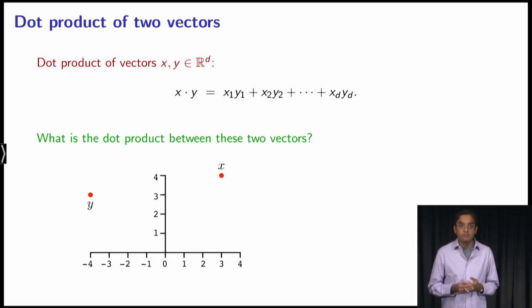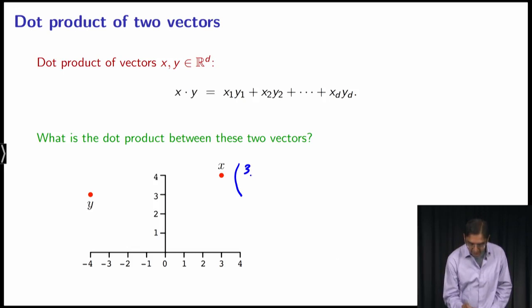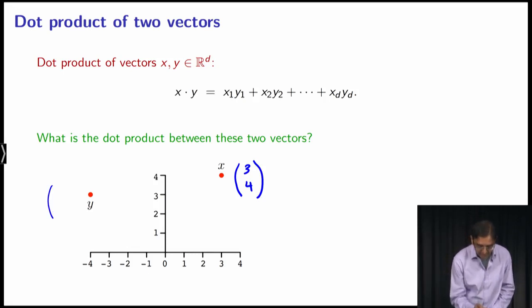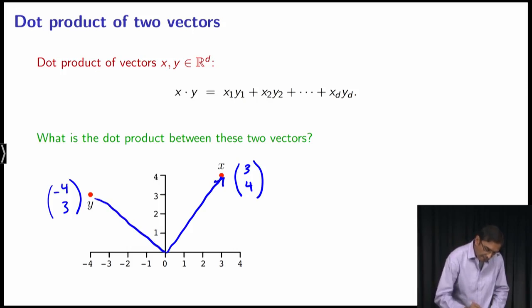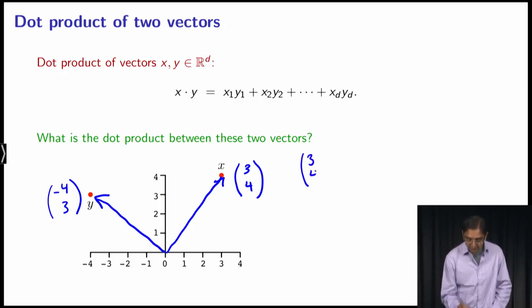And let's see an example. So here we have two vectors in the two-dimensional plane. Okay, so what are they? X is 3 to the right and 4 up, so it's 3, 4. And y is minus 4 to the right and 3 up, so it's minus 4, 3. Okay, so this is x, and this is y. Okay, and what is their dot product?